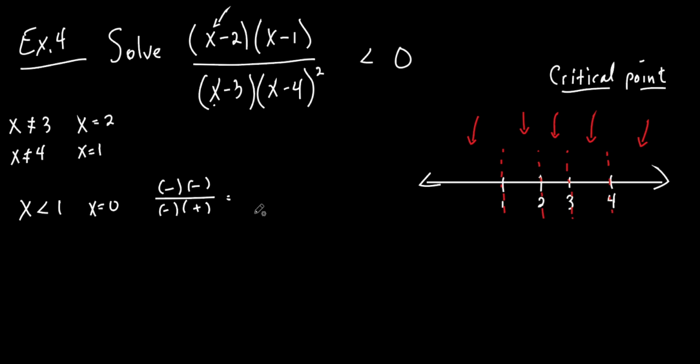I got 3 of them. 3 negatives makes it what? Whether I'm dividing or multiplying, it makes 3 negatives. Negative, negative, negative. Look, this negative over negative is what? Positive. This negative over positive is negative.